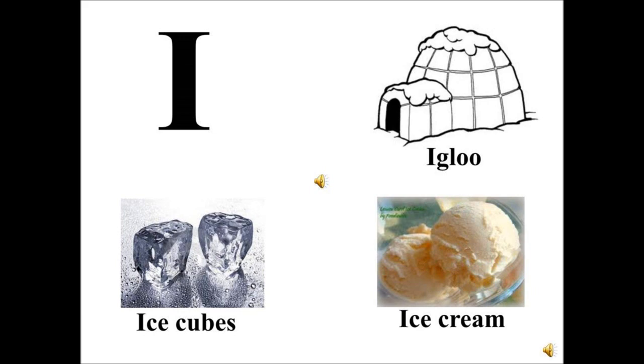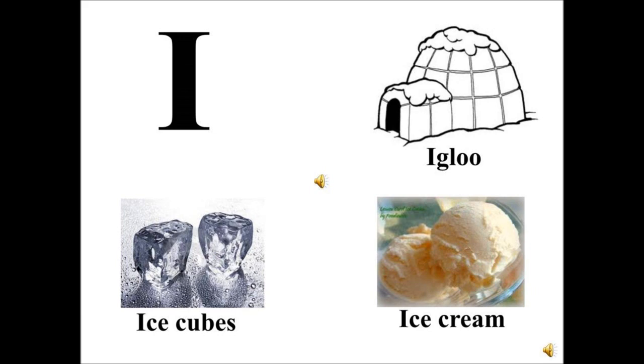One, two. Let's spell ice cubes. Ice cubes is an I word. I, ice cubes. I hear the letter I. Let's spell it. I-C-E-C-U-B-E-S. Ice cubes.